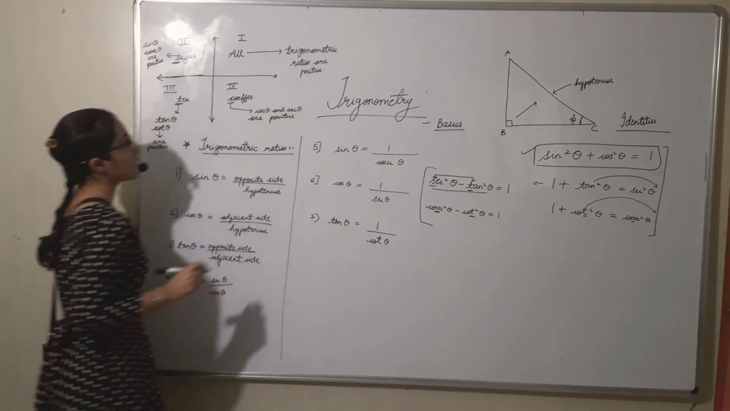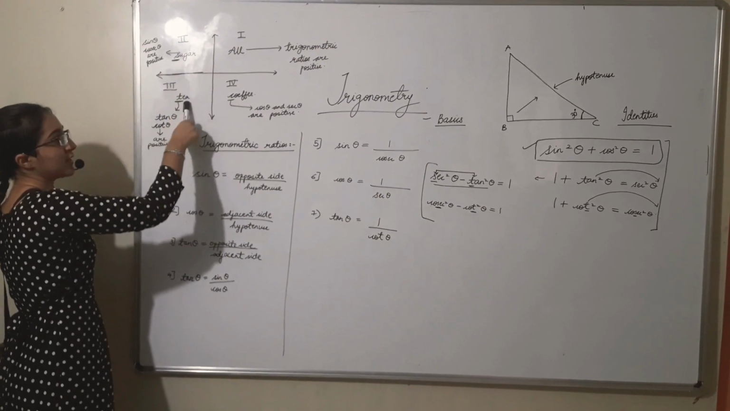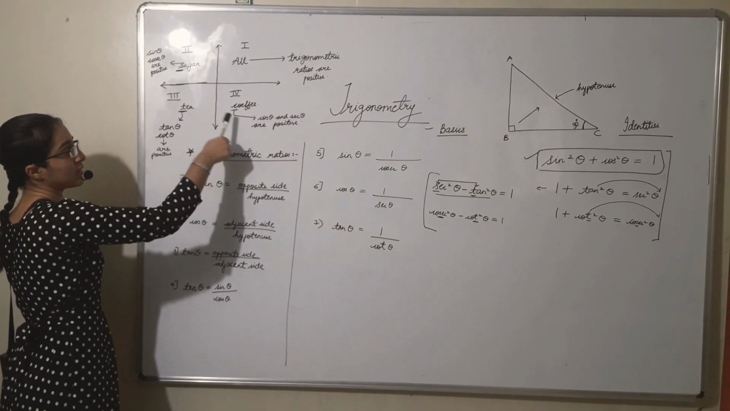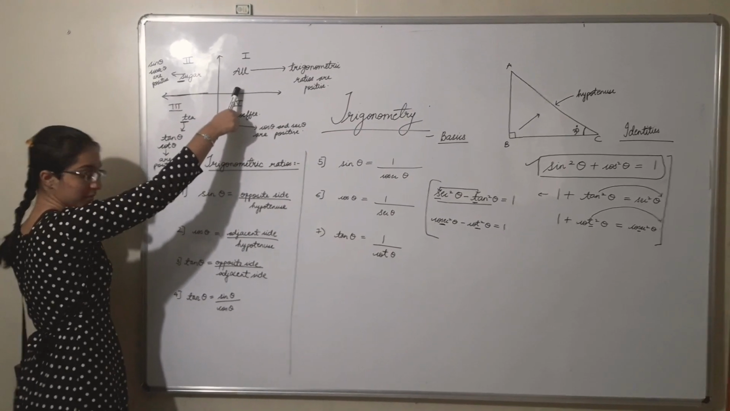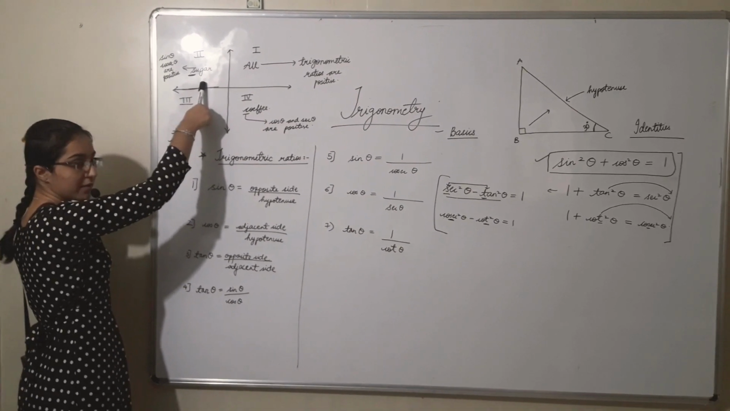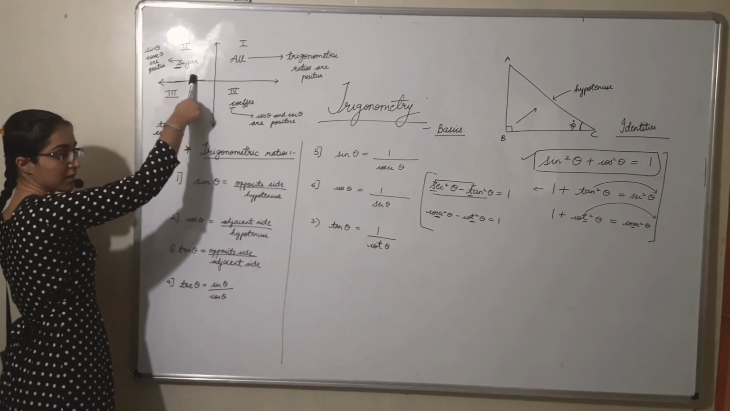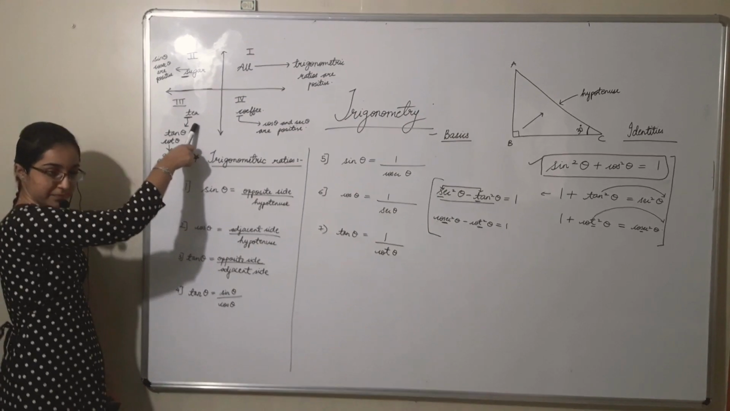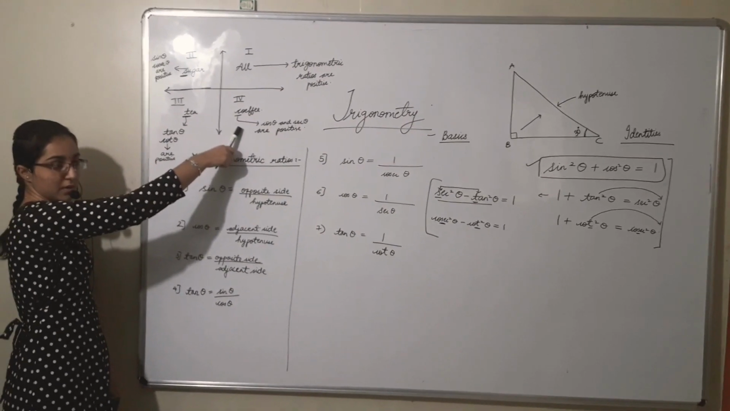Yes. So let's repeat this once, everyone. All sugar, tea, coffee. Say once again. All sugar, tea, coffee. Who is positive in the first quadrant? All trigonometric ratios. Who is positive in the second quadrant? Sin theta and cosec theta. Right. Once again, sin theta and cosec theta. And for this? Tan theta and cot theta. Yes. And for the fourth quadrant? Cos theta and sec theta.